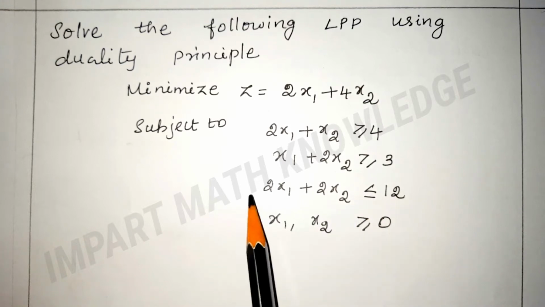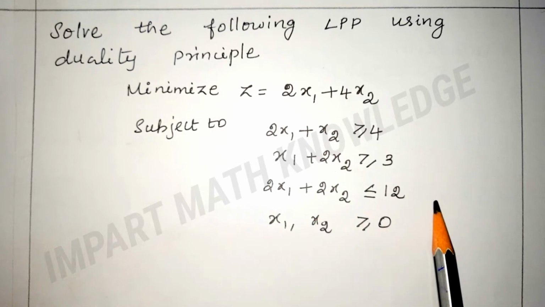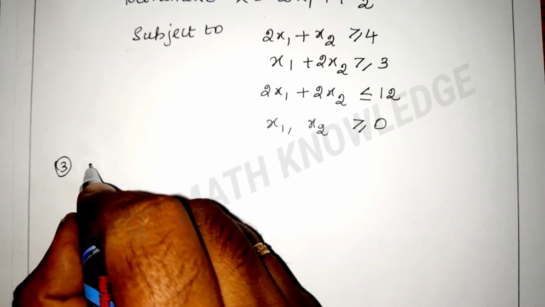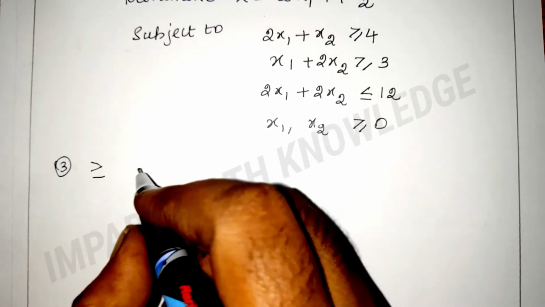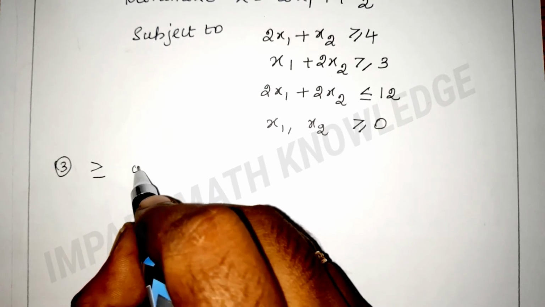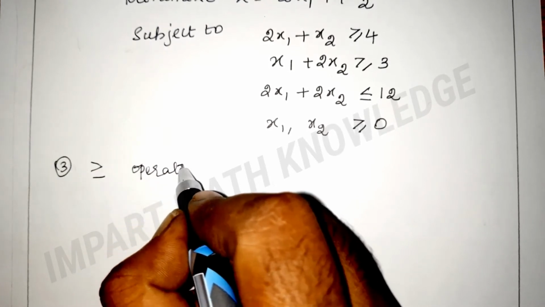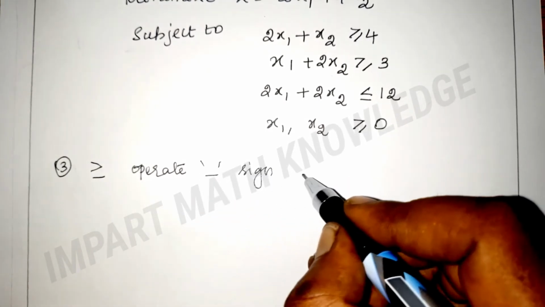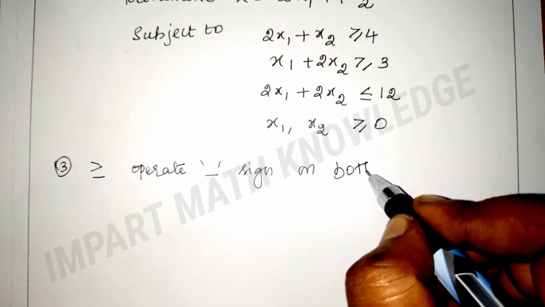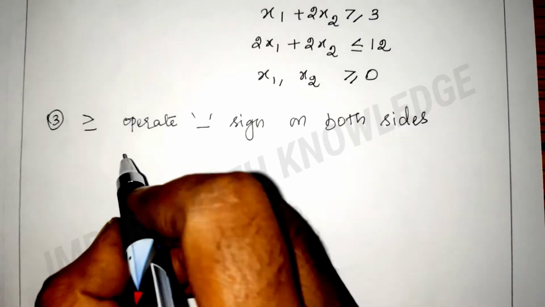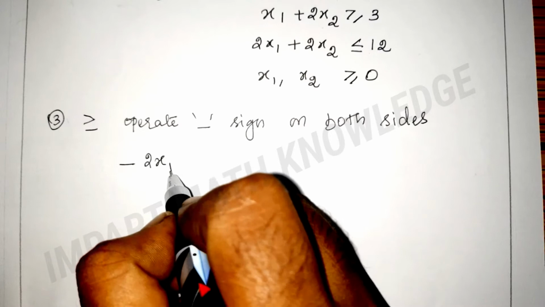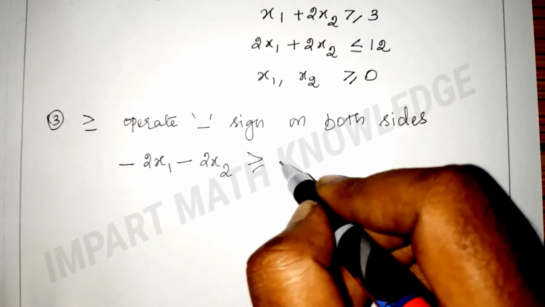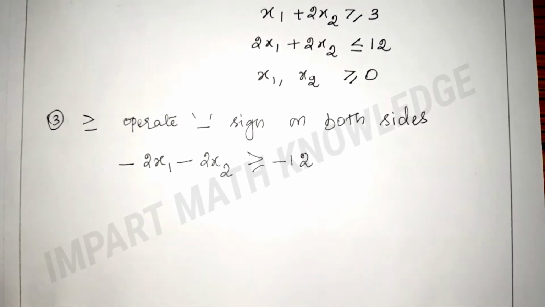So you have to change the inequality by operating a negative sign on both sides. The third condition inequality then becomes greater than or equal to. So you have to operate a negative sign on both sides: minus 2x1 minus 2x2 ≥ minus 12.